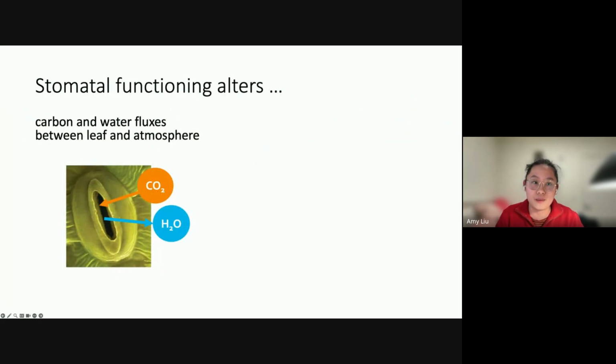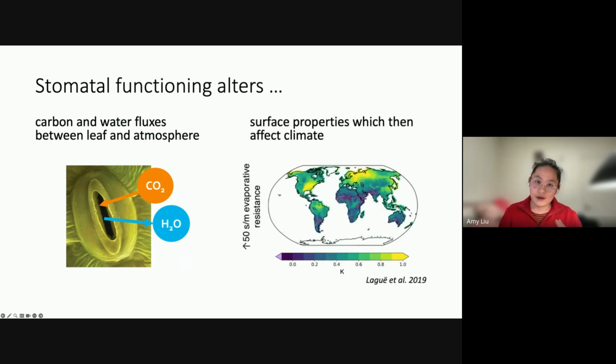To start, we know that stomatal functioning at the leaf level can alter carbon-water fluxes with the atmosphere, and that can affect surface properties, which then affect climate at the larger scale. For example, plants can increase evaporative resistance at the surface, and then that will affect temperature.